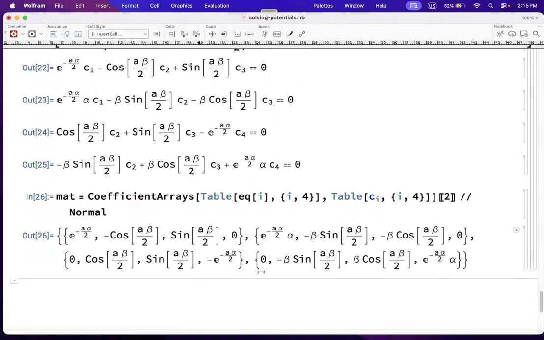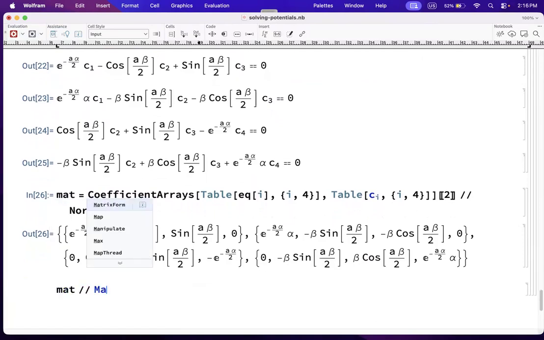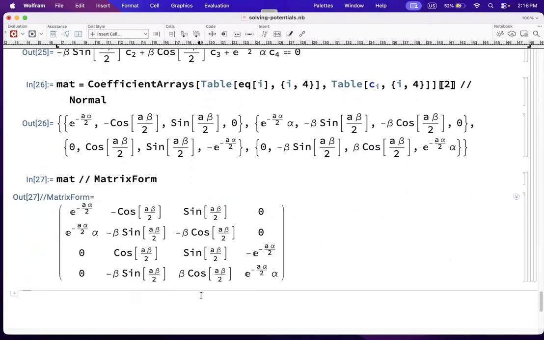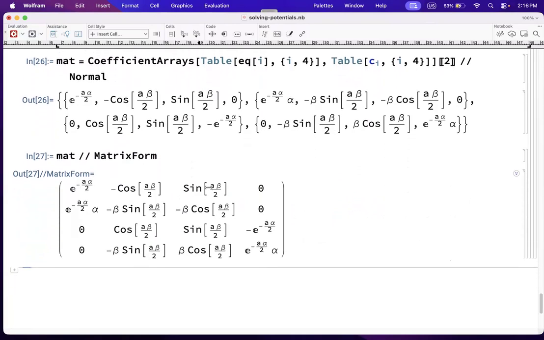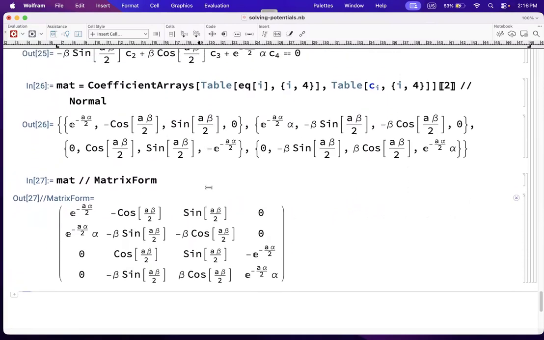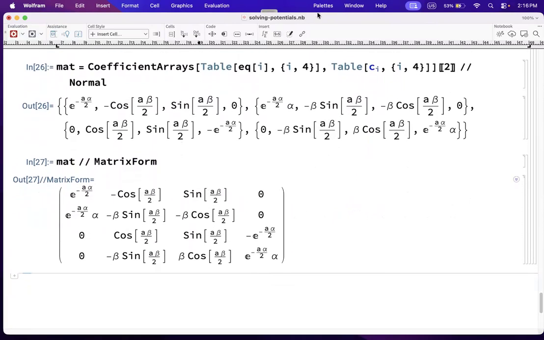See? Please check this. Everything is correct. Matrix form, so it's easy for your eyes to see this. Okay? You have to get exactly the same matrix. I'm going to leave it like this, and I'm going to pause here.